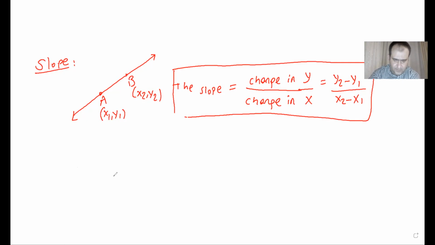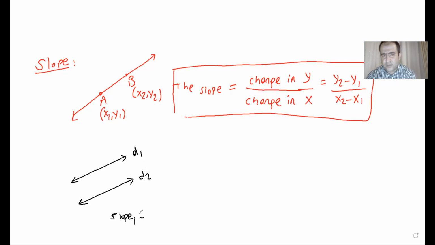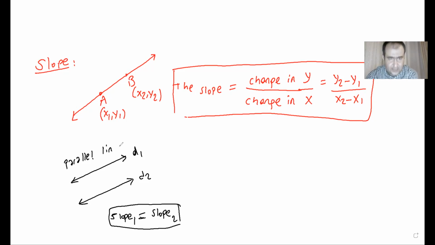Lines: parallel lines have the same slopes. Slope 1 equals slope 2. If they are parallel lines, their slopes are equal.